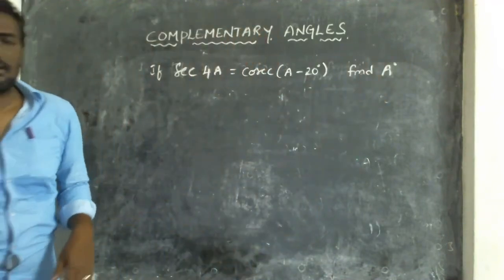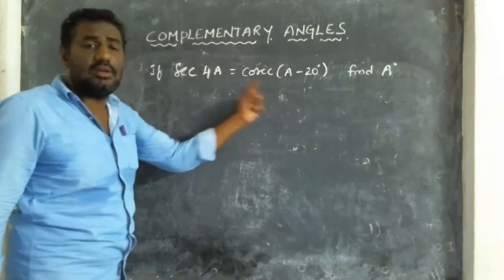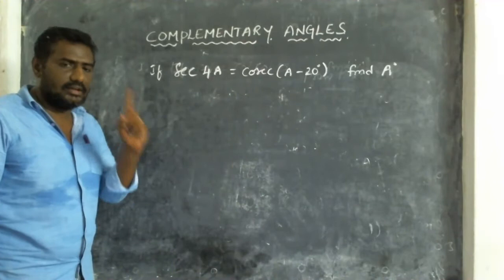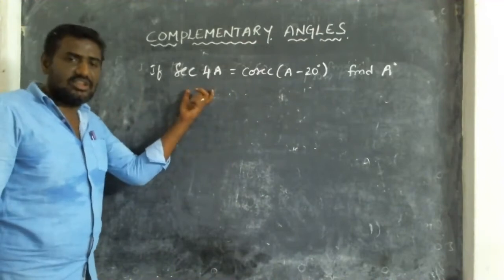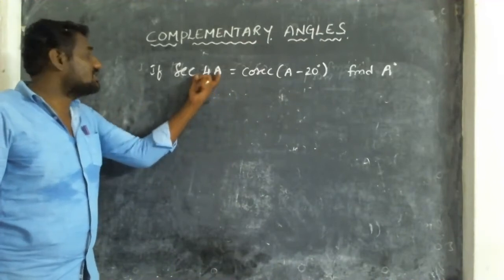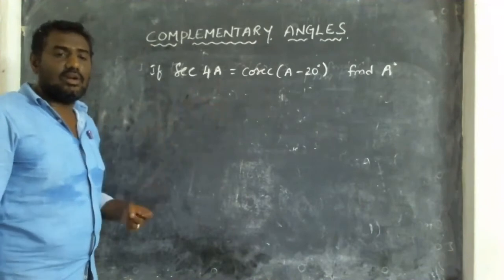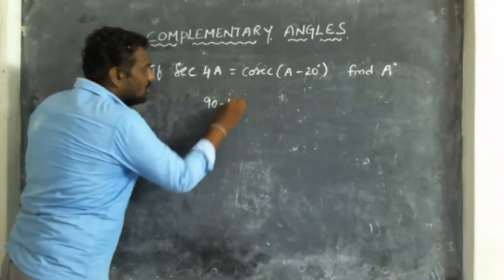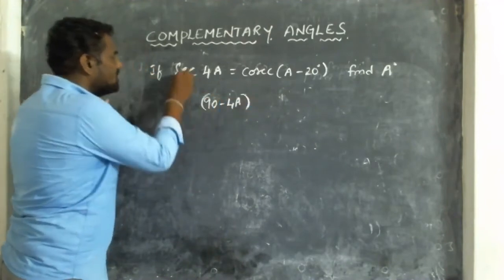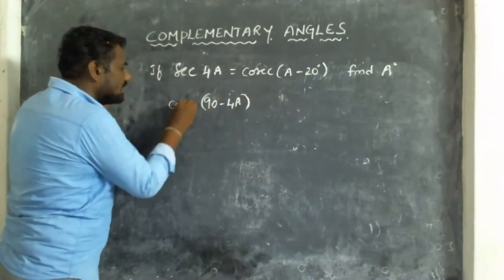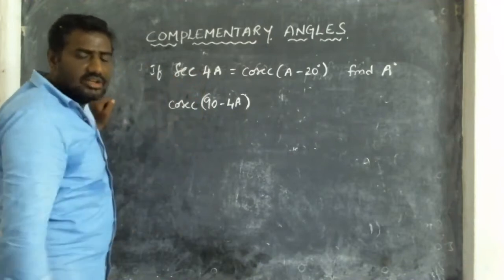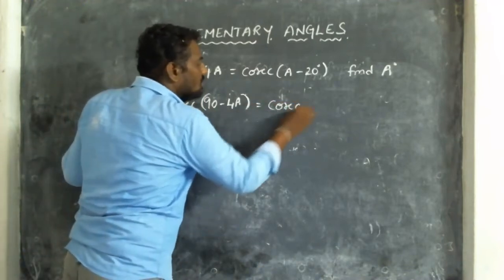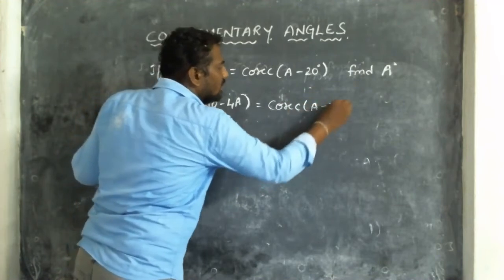Same process. Here also how many trigonometry is there? Two trigonometry is there. Out of the two trigonometry, I am going to change one trigonometry. That I change the first trigonometry. How to change? First I change the angle. 4a complement I write it as 90 minus 4a. Sec convert it as cosec. Sec can be changed into cosec. Now we go for remaining cosec of a minus 20 degree.